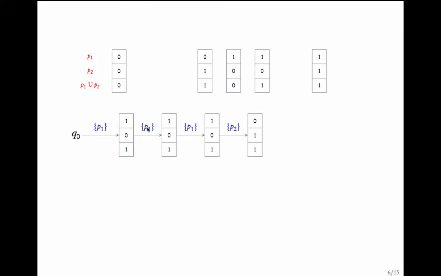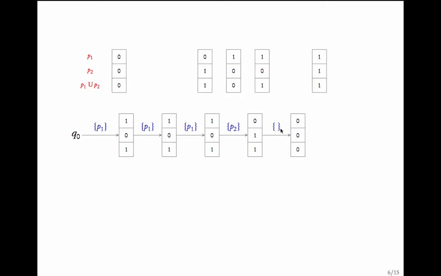Just look at the word P1, P1, P1, P2 and try to build the expansion for this word. You will see that this will be the first column, this will be the second column, this will be the third column, this will be the fourth column. So the automaton had guessed that at some point P2 will come, and it has now seen P2 and it has verified this guess.